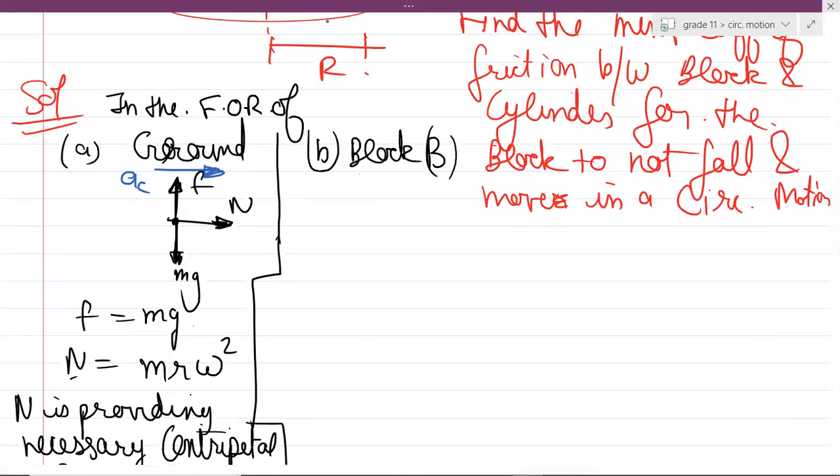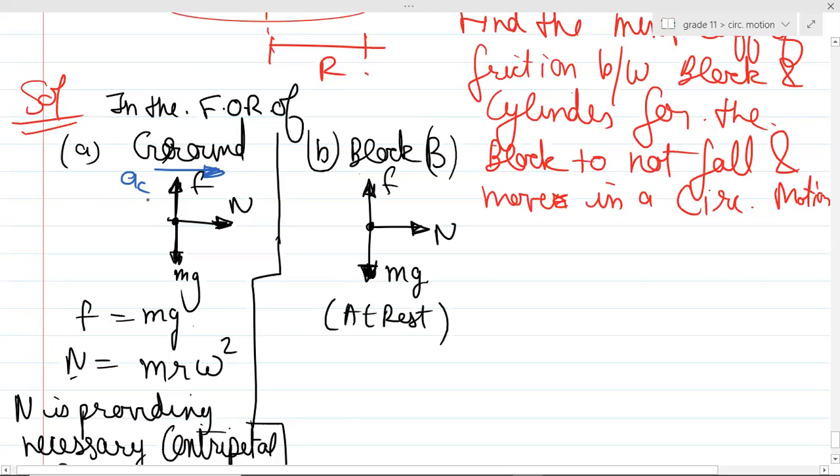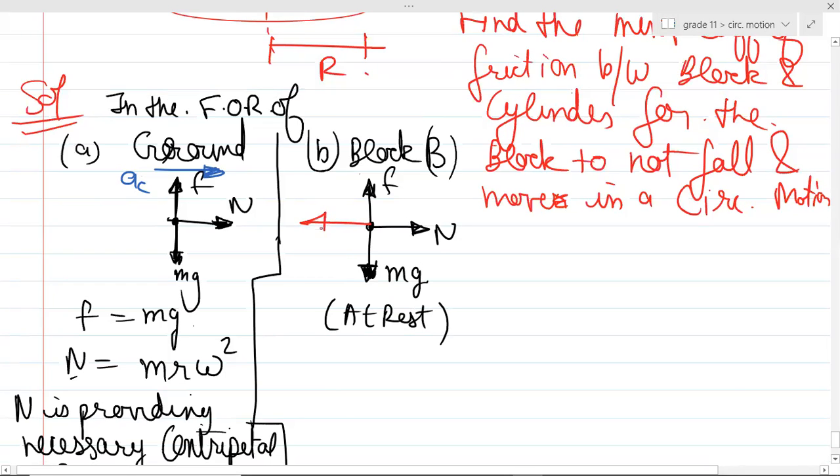But when you do it in the frame of reference of the block, then what will the block say? Will the block ever say I'm in motion? Or will the block say I am always at rest? The block says I'm always at rest. So in this case, there will be a centrifugal force acting on the body. This is your centrifugal.